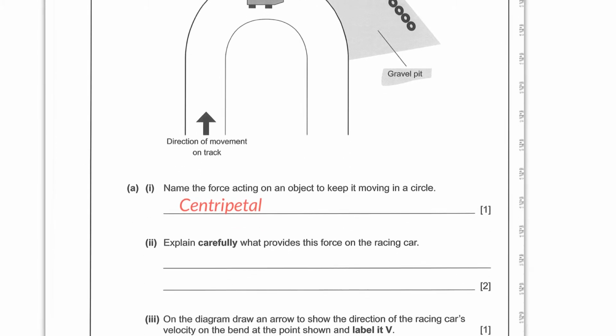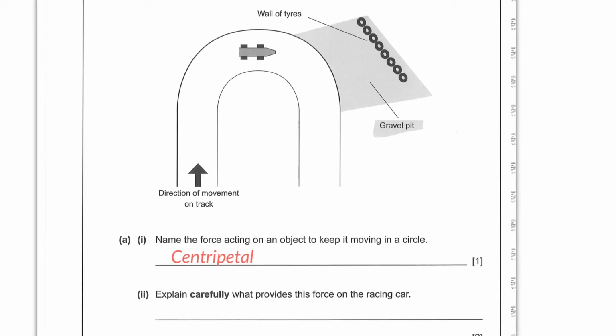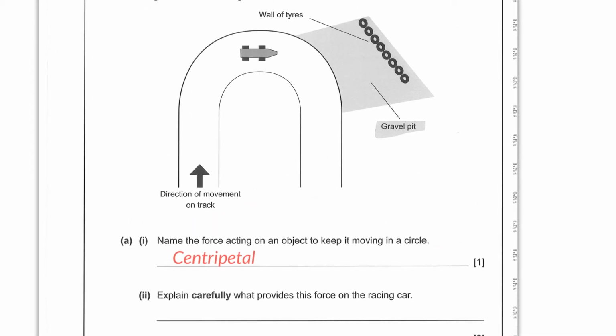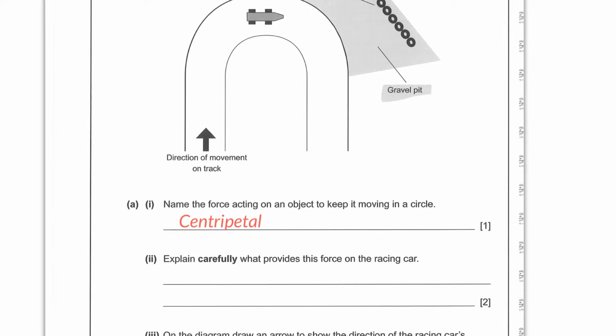Part 2. Explain carefully what provides this force on the racing car. So remember, the car's driving around a bend, and how it interacts with its surroundings is through its contact between its tyres and the road. So in this case it would be friction providing centripetal force.